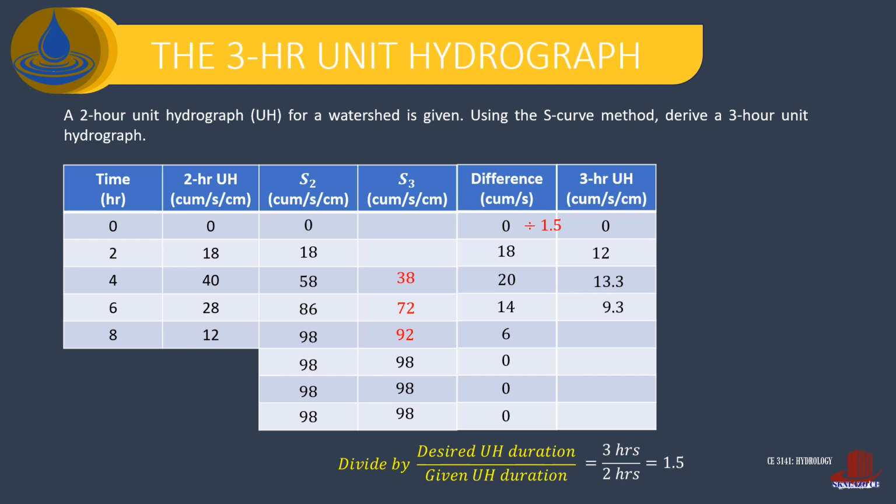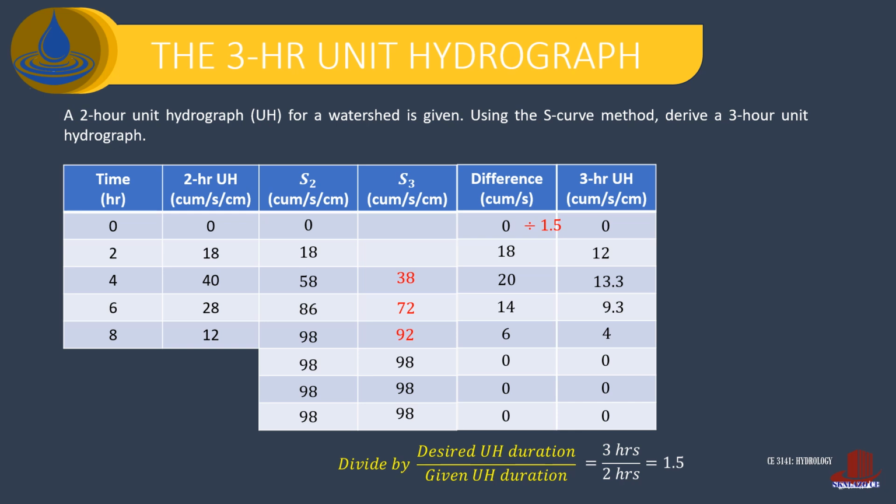14 divided by 1.5 is 9.3 at T6. 6 over 1.5 is 4 at T8. The succeeding coordinates are 0. This is the 3-hour unit hydrograph, preserving the time intervals as was given.